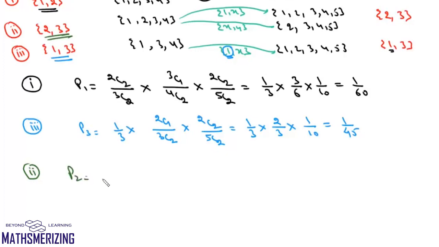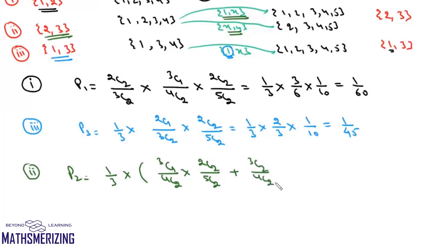Now we'll come to this second case when we have 2, 3. So this is P2 and it'll be this 1 by 3 into, now we have 2 cases. Case 1, if 1 is included, there'll be 3C1 upon 4C2 into, now from this we need to select 2, 3. So it'll be 2C2 upon 5C2 plus, and if 1 is not included, then it'll be 3C2 upon 4C2 into 2C2 upon 4C2. Now it'll be 1 by 3.